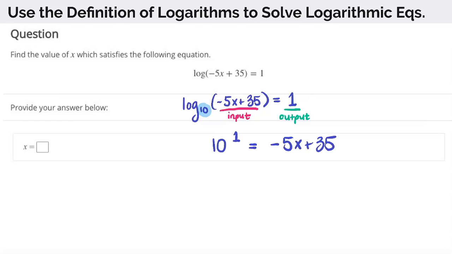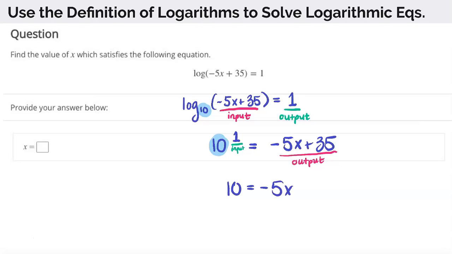Again, we're keeping the same base, still base 10, but our negative 5x plus 35, which was the input, now becomes the output of our exponential function. And the 1, which was the output, becomes the input into our exponential. And the nice thing about this, by switching to the inverse, it allows our input to become the output. So the x, which was trapped inside of the logarithm, is now on the outside, and now we can isolate it from here. So first thing is we can evaluate 10 to the first. That's just going to be 10.